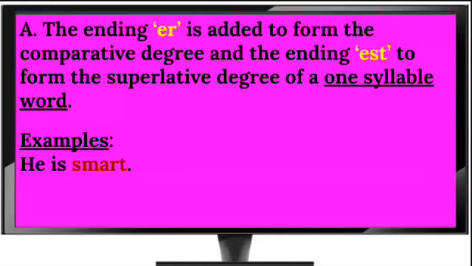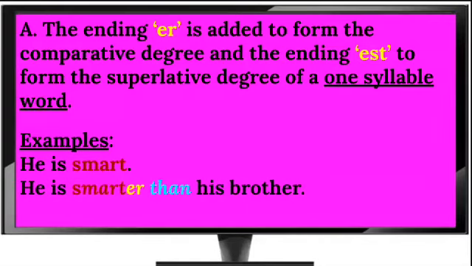Here's our one-syllable adjective, smart. He is smart. That's a positive degree. Now let's look at our comparative. He is smarter than. So here we have that er, and then we have our than, because we're comparing two. He is smarter than his brother.